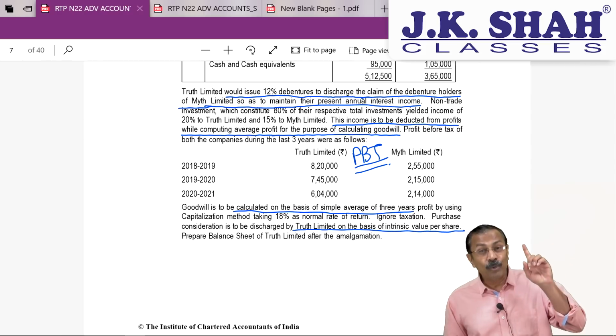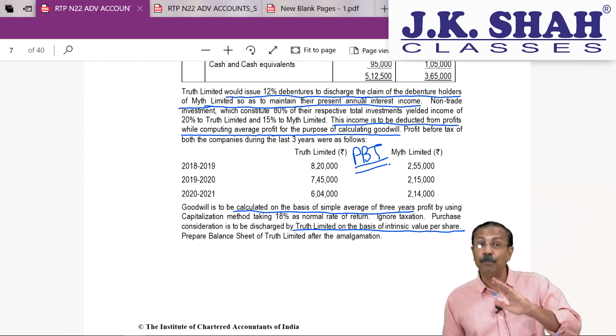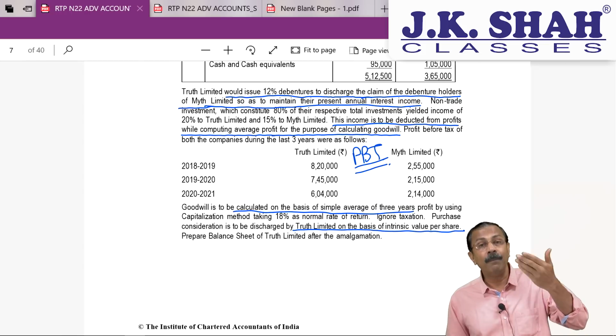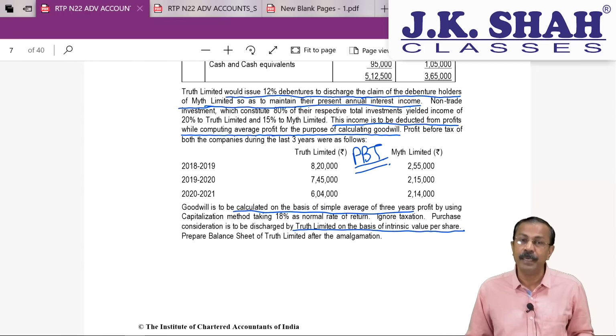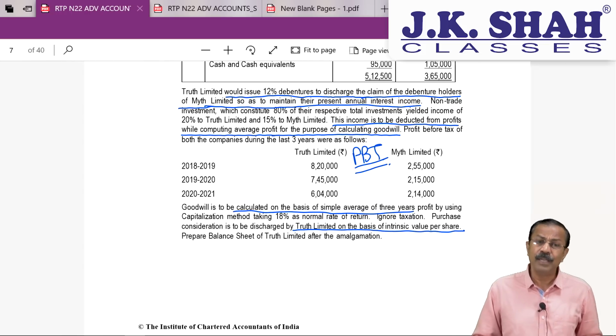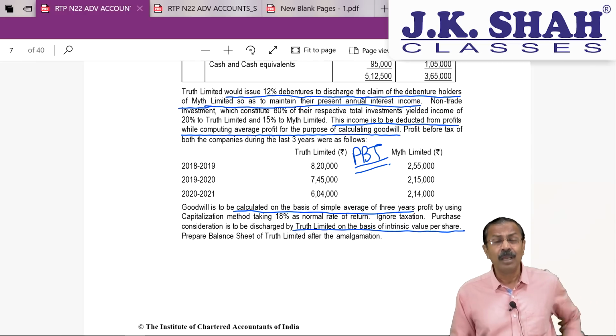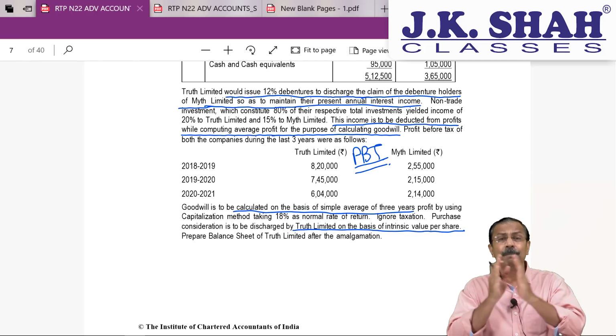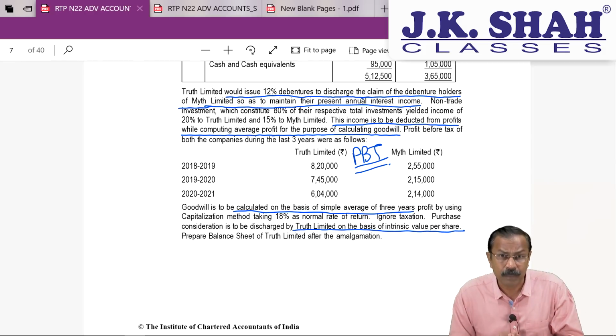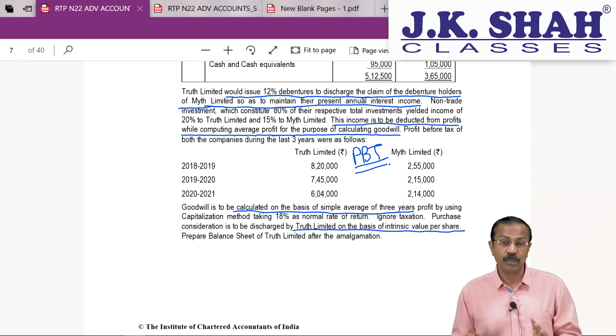So you have to do goodwill valuation, you have to find out the intrinsic value per share of both the companies, and on the basis of that, PC will be discharged. And then you have to prepare the balance sheet of Truth Limited after amalgamation. Balance sheet is very simple, you will simply add up the figures, remember. So first, let's do the goodwill valuation.